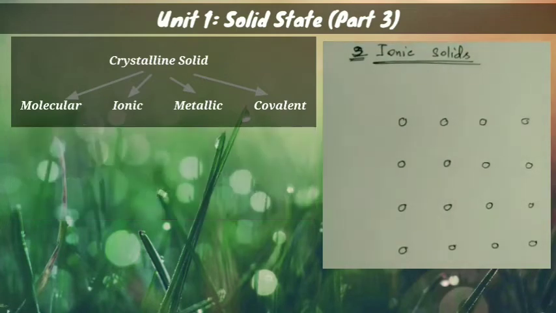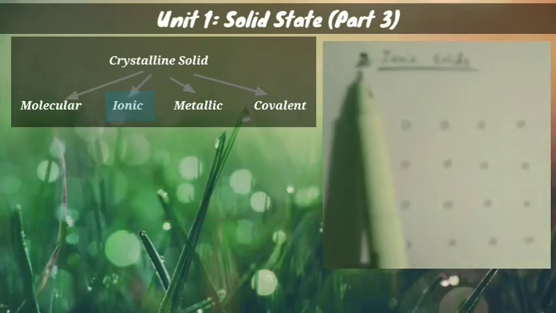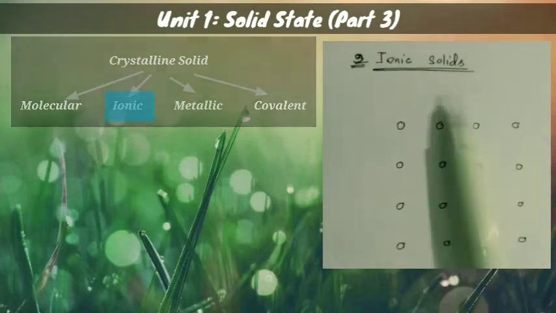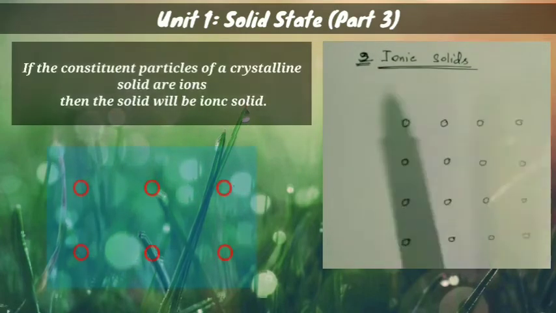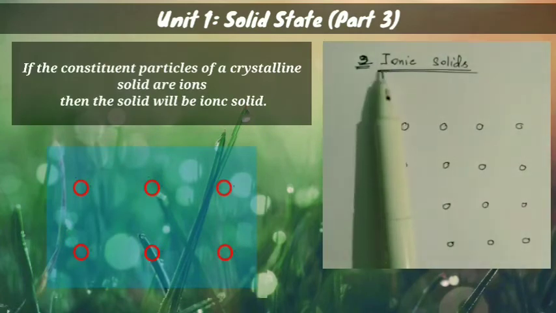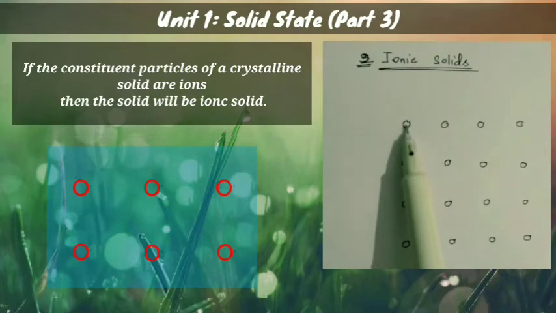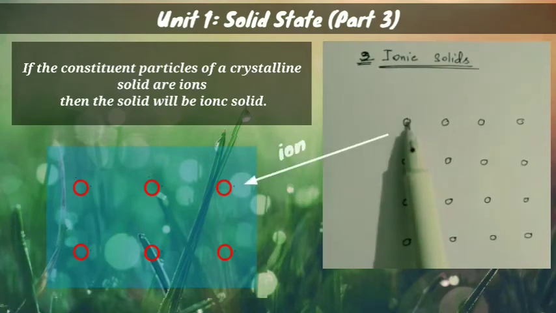Now coming to the next category of crystalline solids, which is ionic solids. Here the name is ionic solid. That means the constituent particles will be ionic in nature, so ions are the constituent particles in ionic solids.